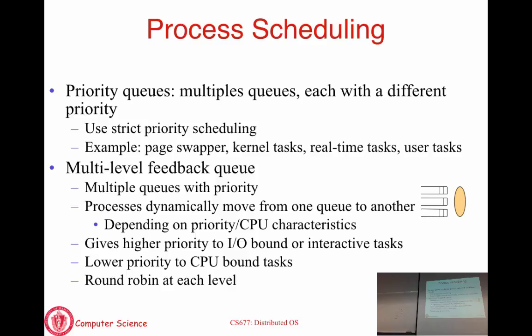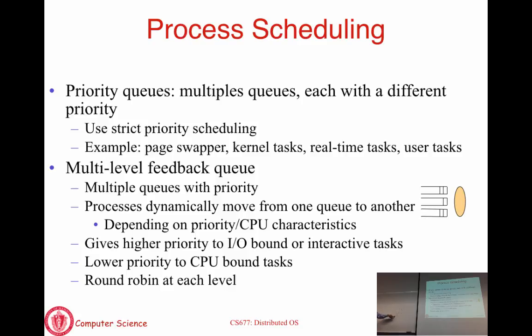If there are tasks in more than one queue, anytime the CPU scheduler runs, it starts with the highest priority queue and asks, is that queue empty or not? If it's non-empty, then it's going to do round robin at that queue. If it's empty, then you go to the next queue and ask, is this queue empty or not? If it's non-empty, you do round robin at that level.